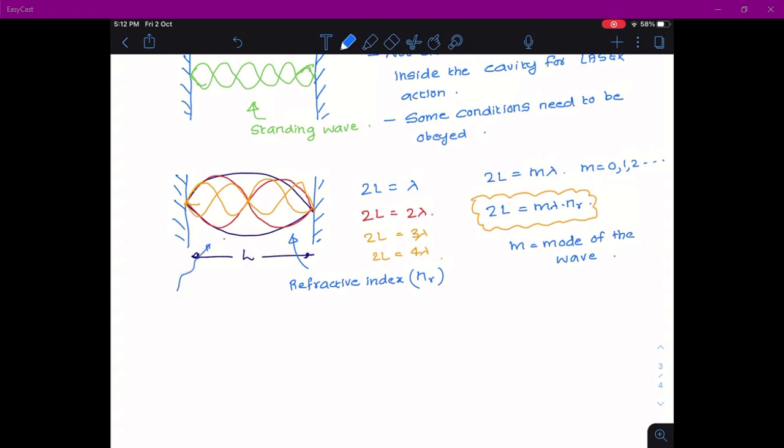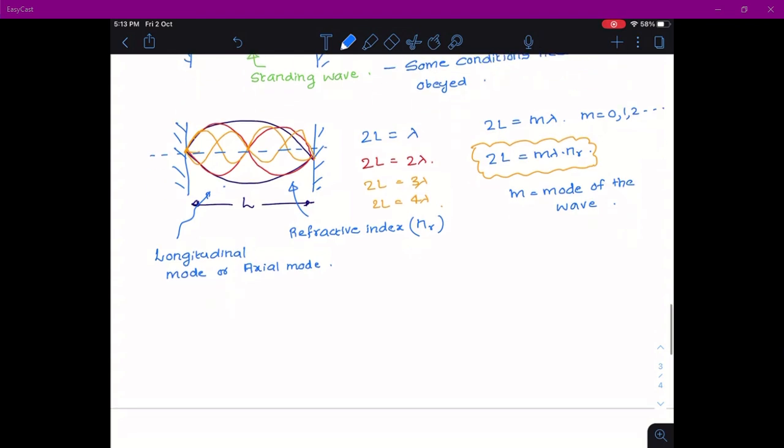And this type, where if this is the axis, the modes are along the axis. So this is called a longitudinal mode or an axial mode. And it is happening because you will have a constructive interference during these modes. If there was a destructive interference, then this will not happen and you will not have a lasing action.